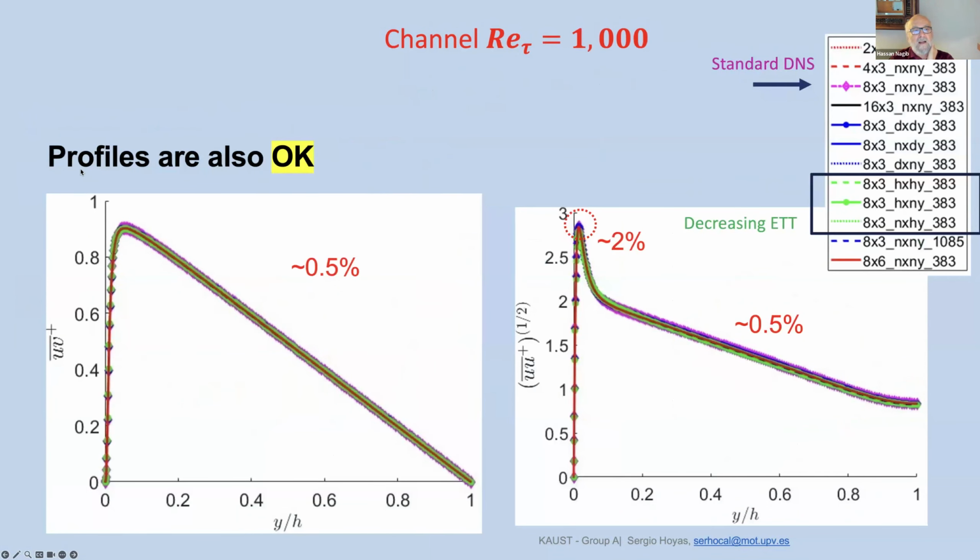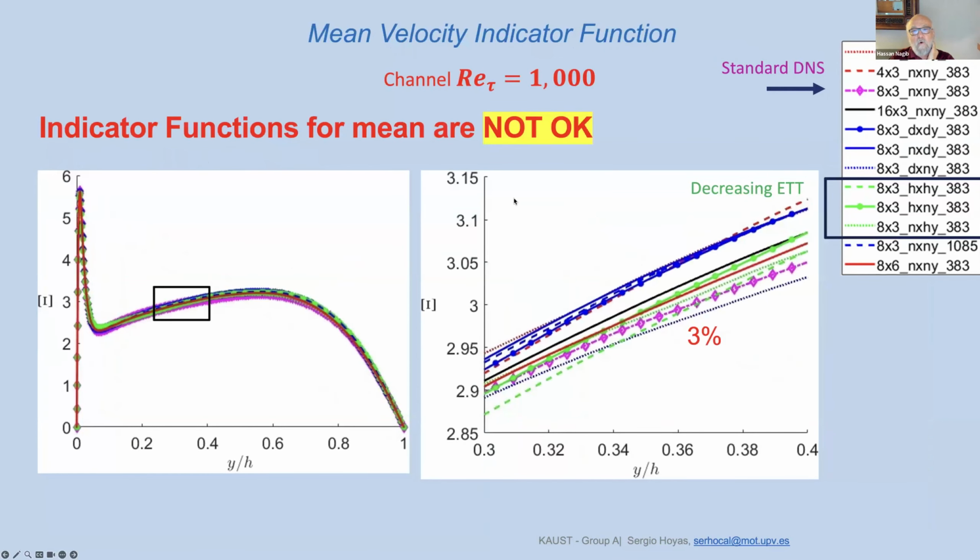Now, profiles are also okay, except for the peak near the wall. So this is one normal stress. I'm not showing all of it. That's one shear stress. Outside, it's within 0.5%. That's okay, except, so all the debate about the near wall peak, there is too much uncertainty due to convergence and resolution, when you go to differentiate the mean velocity to get C.